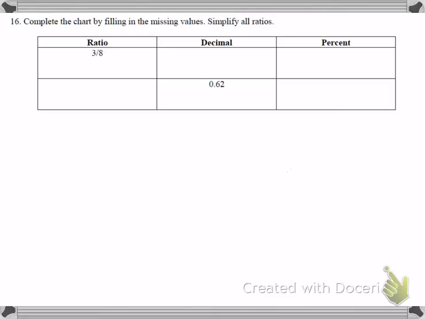When you have a ratio, the numerator is the dividend and the denominator is the divisor. So to turn the ratio 3/8 into a decimal, I need to perform the long division 3 divided by 8. 3 is our dividend, 8 is our divisor.